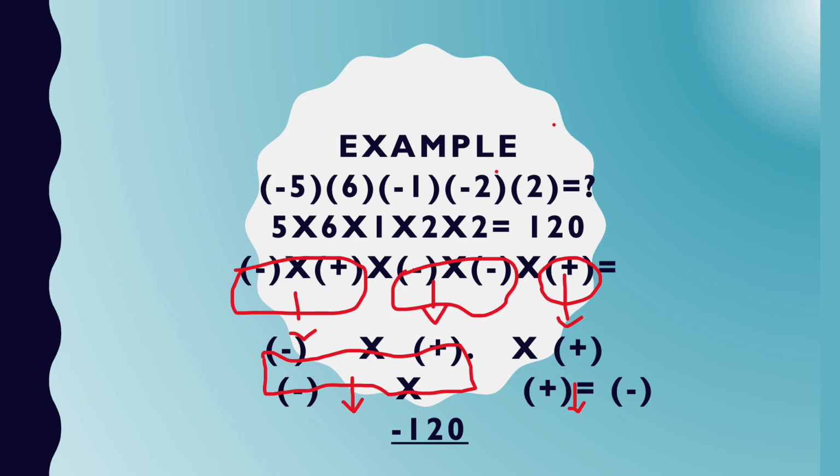30 multiplied by 2, 60. 60 multiplied by 2, 120. So we got the 120. Then we already found the sign minus. So last answer is minus 120.